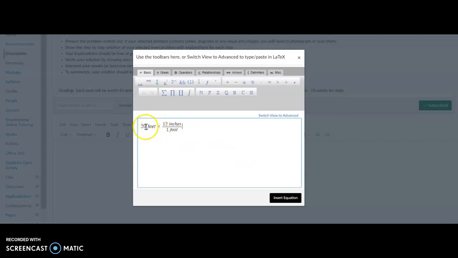Or I could even make this a fraction if I wanted to. So that would be for this week. And if you wanted to do exponents, maybe you got to do some exponents. X to the third, you could say X.